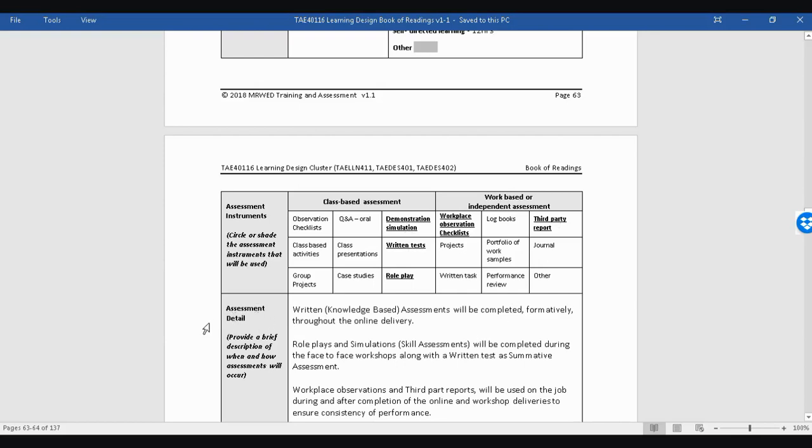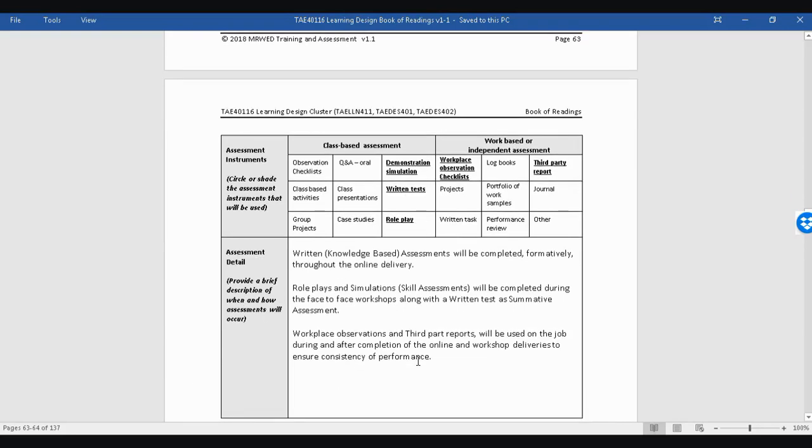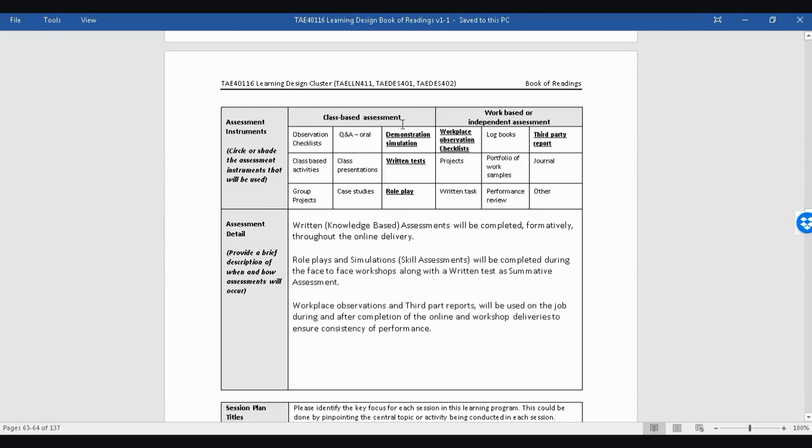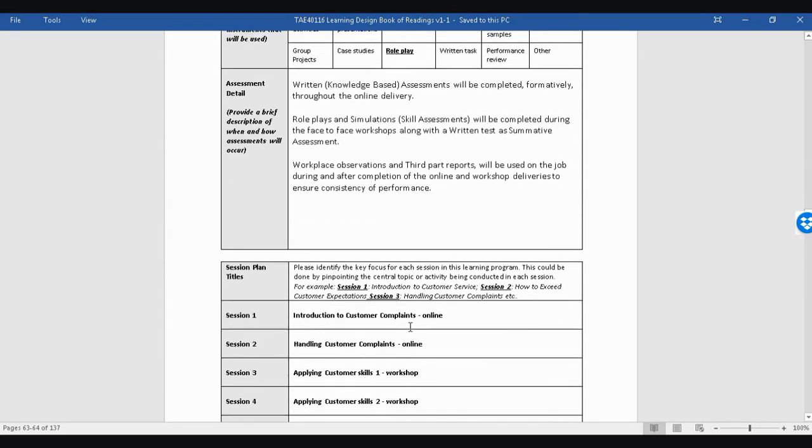Then there's the assessment detail. And this is a brief description of when and how the assessments will occur. And what we're looking for here is an explanation of when these bolded assessments are going to occur and how they're going to occur. In this case here, we've got written assessments to be completed formatively throughout the online delivery. The role plays and simulations will be completed during the workshops. And then we've got workplace observations and third-party reports that will be used on the job as the students work independently.